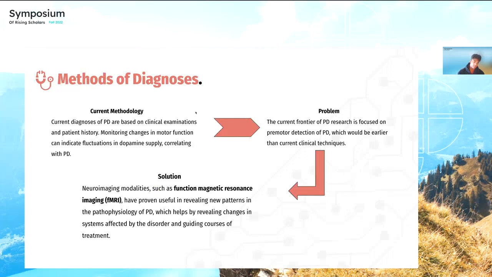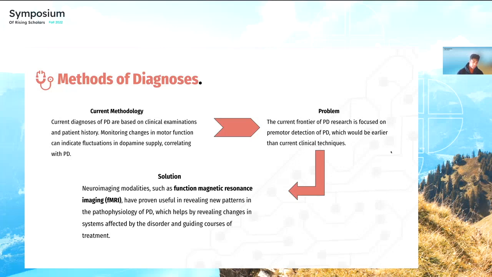The current methods of diagnosis. The current diagnosis of PD is based on clinical examinations and patient history. Monitoring changes in motor function can indicate fluctuations in dopamine supply, correlating with PD. The problem with this is that the current frontier of PD research is focused on premotor detection of the disease, because the longer it takes to detect the disease and later DRT is administered, the more the likelihood that the disease won't be cured increases.